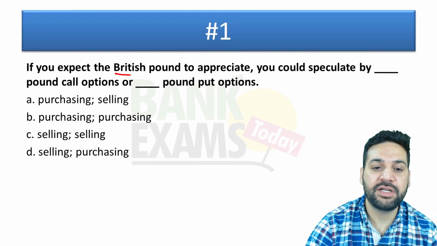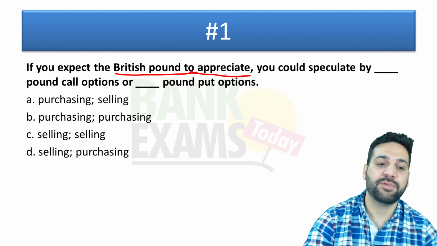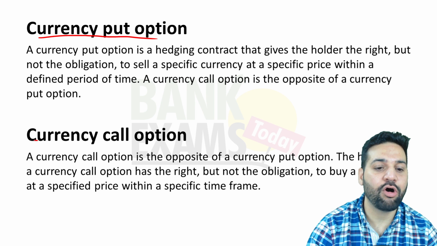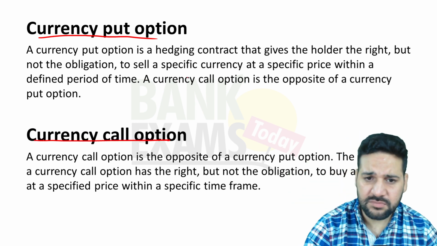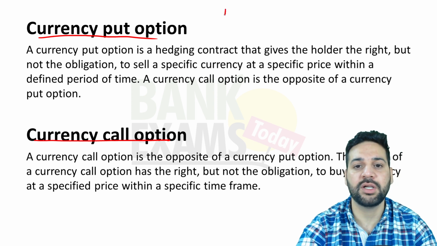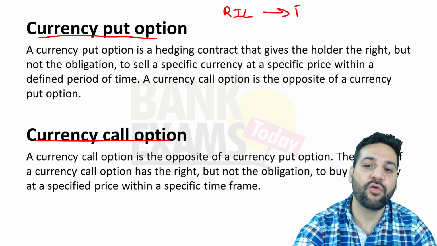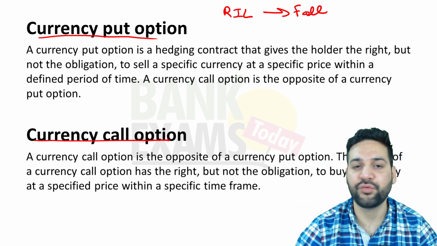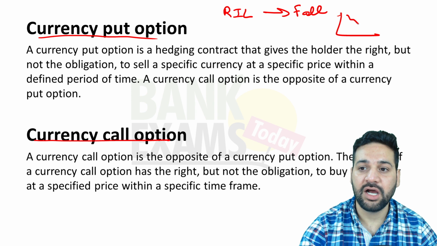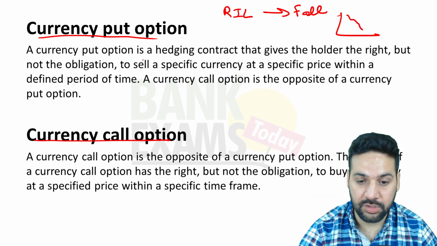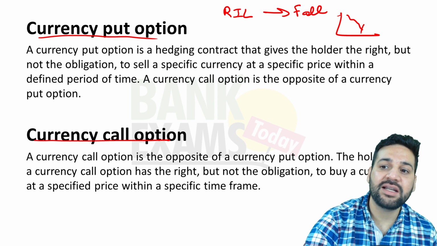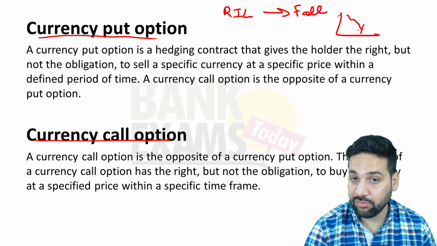So if you expect the British pound to appreciate, first of all, you should know this thing: the currency put option and currency call option. A put option, for example: according to your judgment, the Reliance Industries share price is going to fall. You want to take advantage of the fall. So what you can do is borrow the shares from your broker and sell them on a future date. Are you getting it?